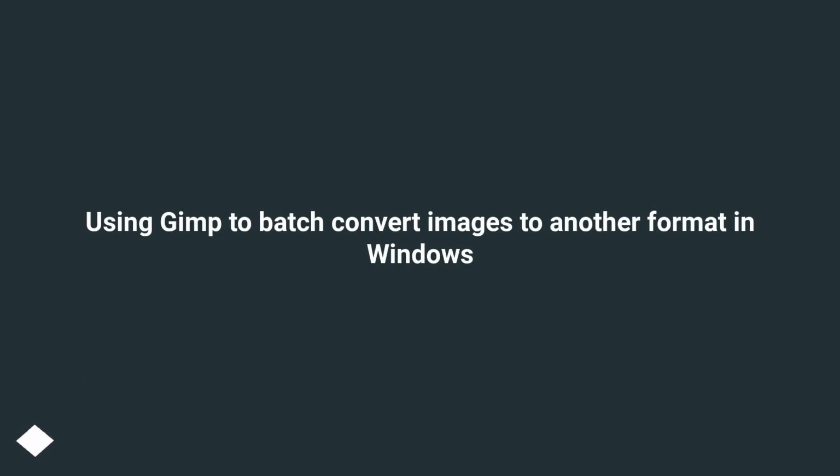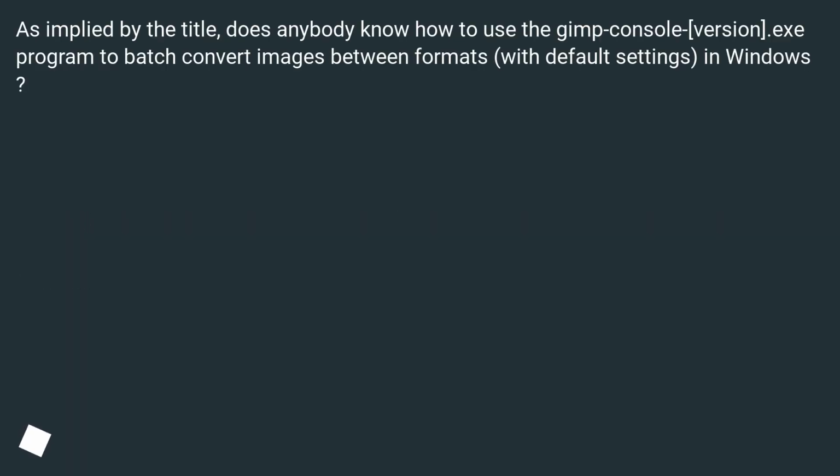Using GIMP to batch convert images to another format in Windows. As implied by the title, does anybody know how to use the GIMP console version, gimp-console-x.x program, to batch convert images between formats, with default settings, in Windows?